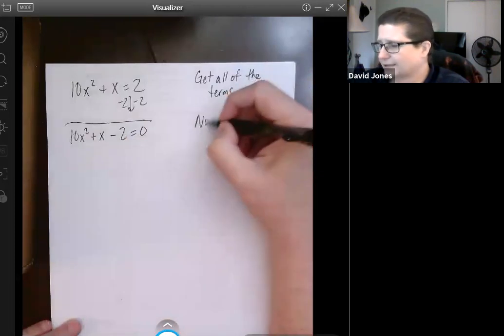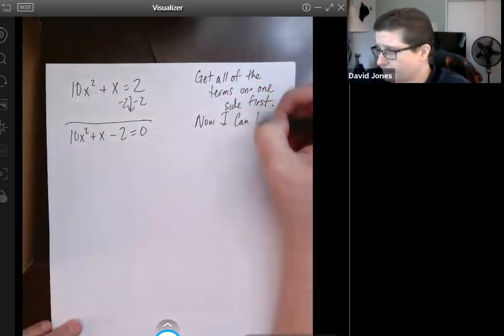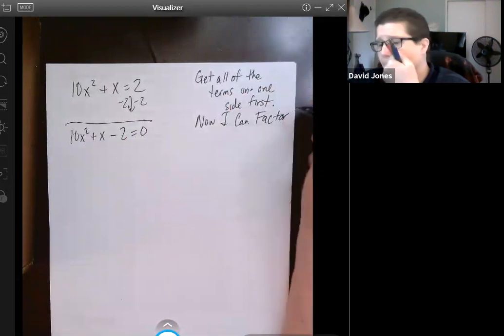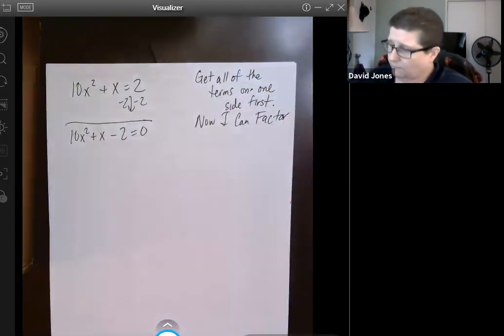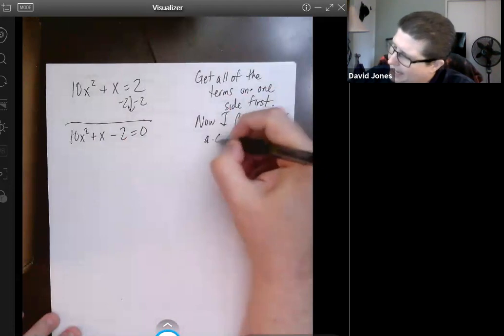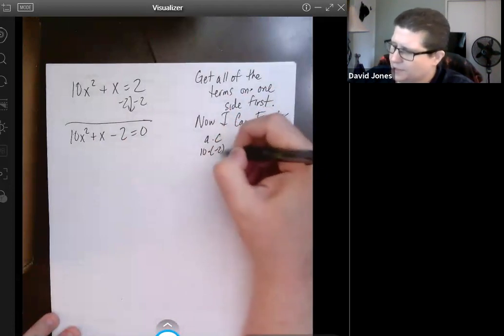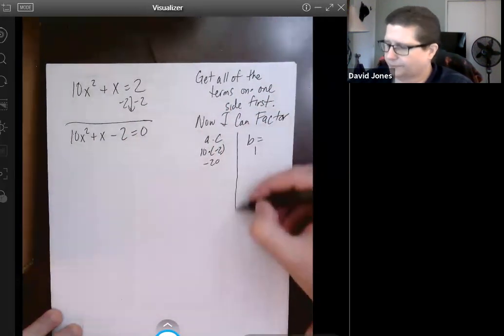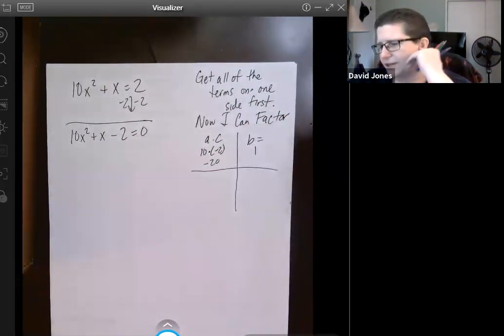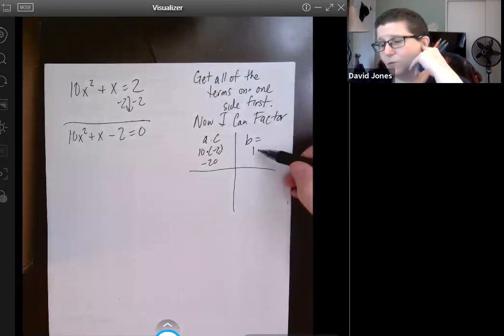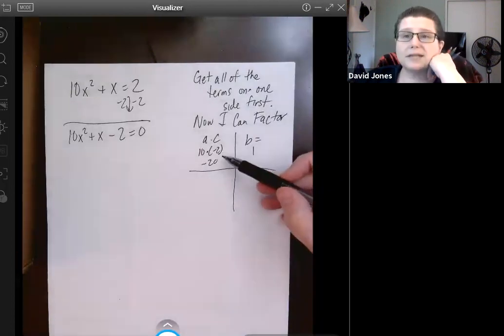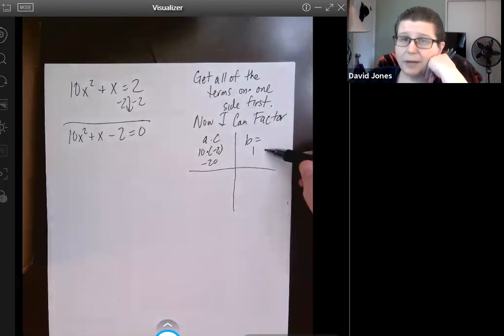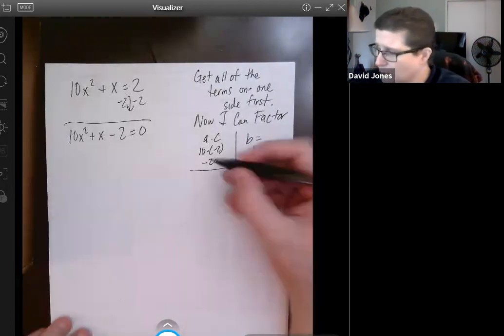Now I can factor. All right. So a times c, 10 times -2 is -20. B equals 1. I need values that are close to each other because they have to add to 1. And since the product is negative, one of them's positive, one of them's negative. The bigger number is positive because they add to a positive number. So I'll start with big positive numbers.